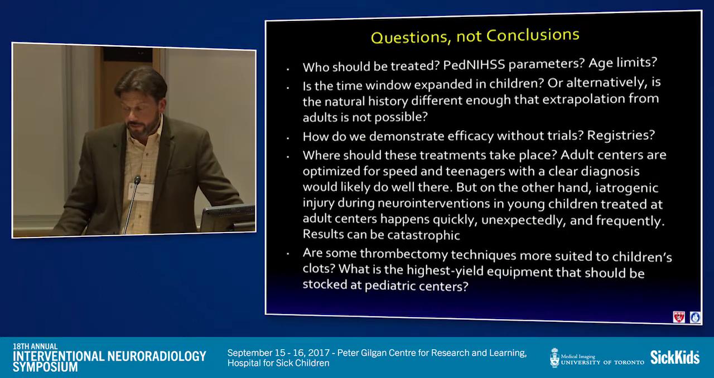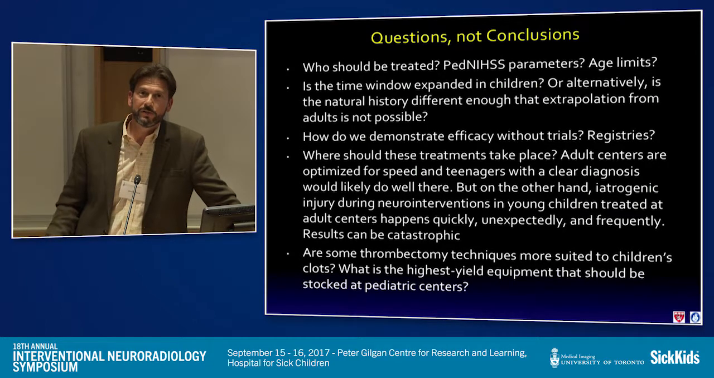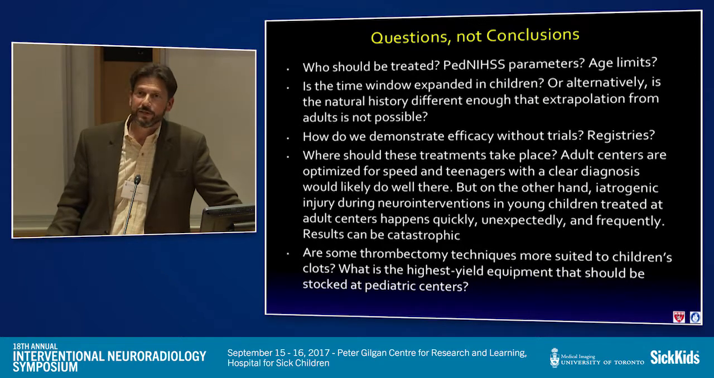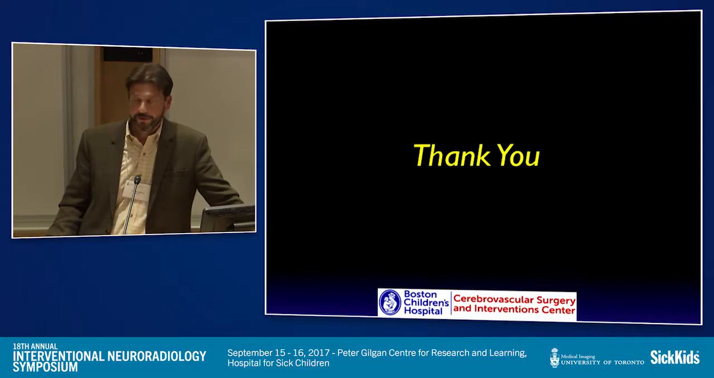And then, are some thrombectomy techniques actually more suited to children's clots? We were talking about ADAPT versus Solumbra versus all different kinds of things. We have no idea what might work better or worse in children. And that's it. Thank you.